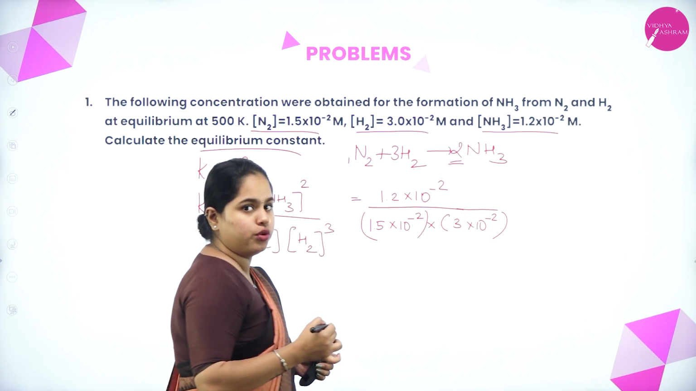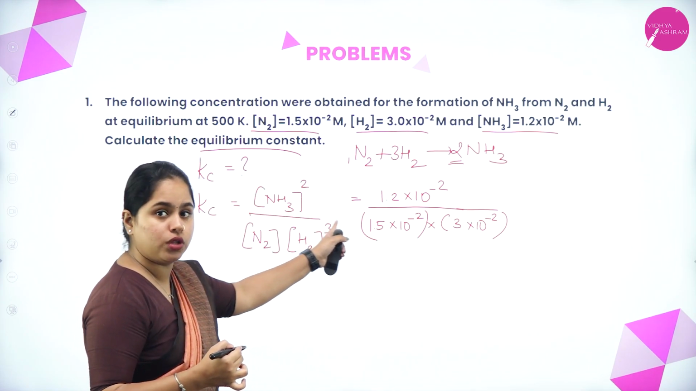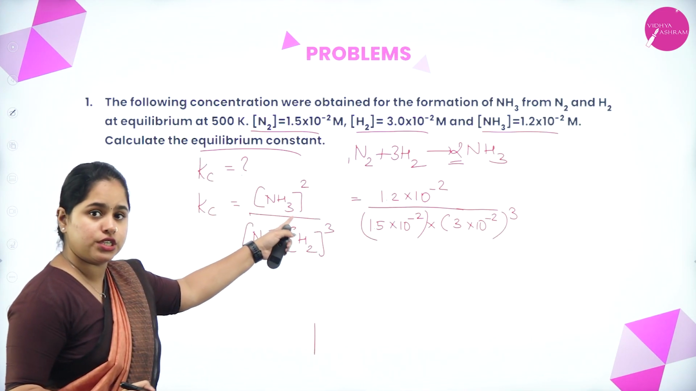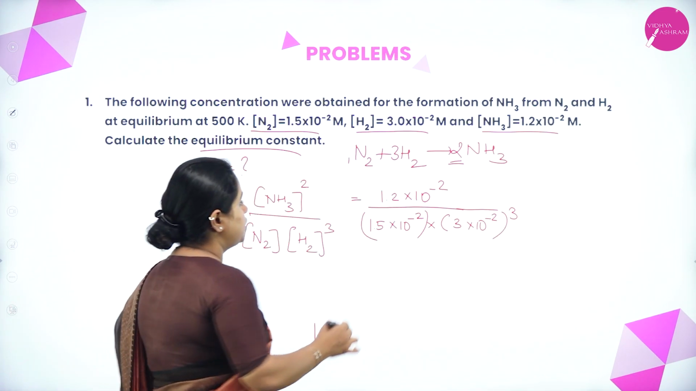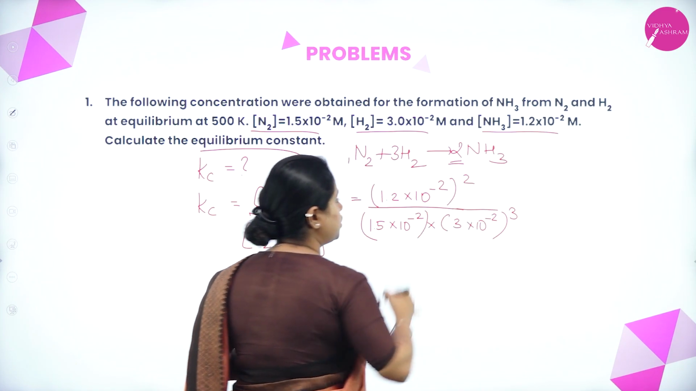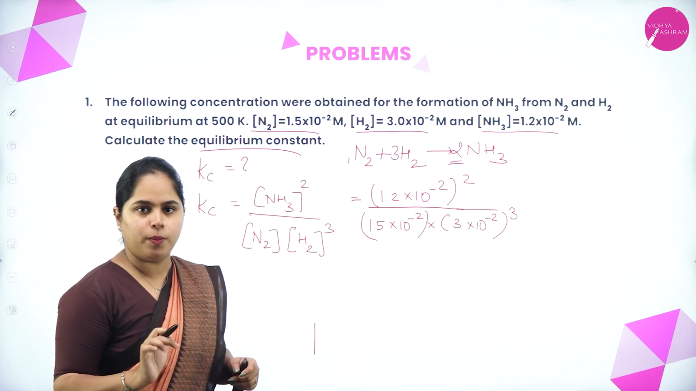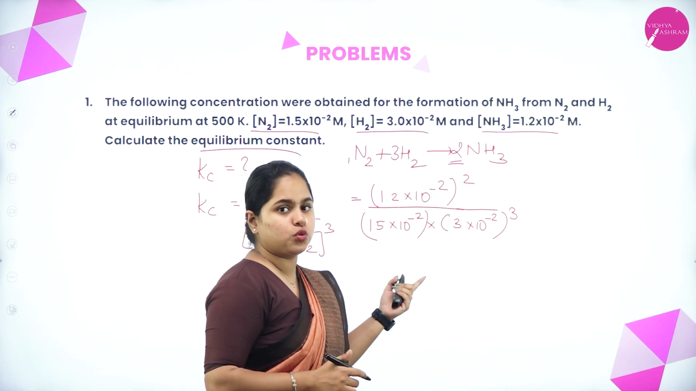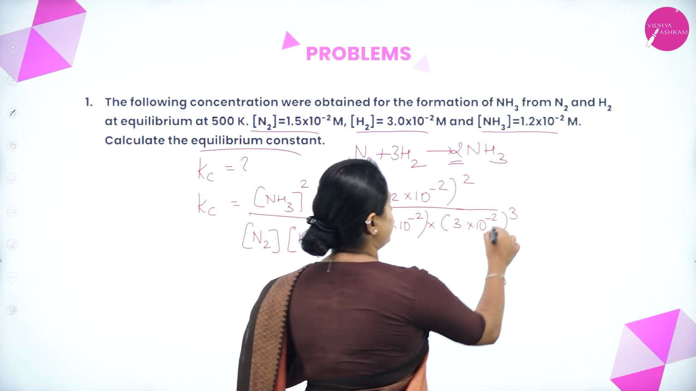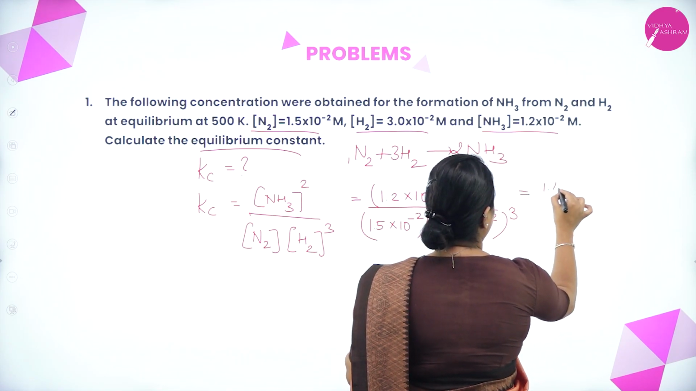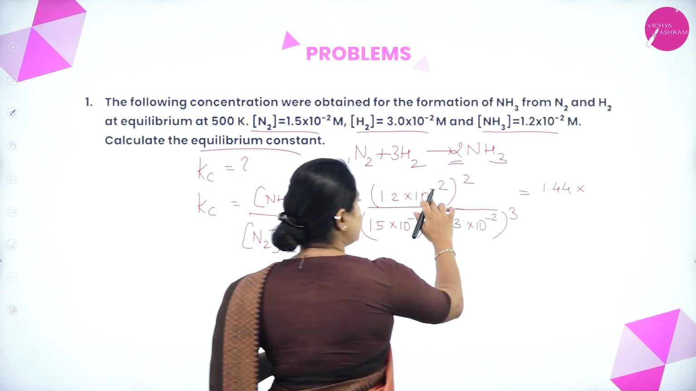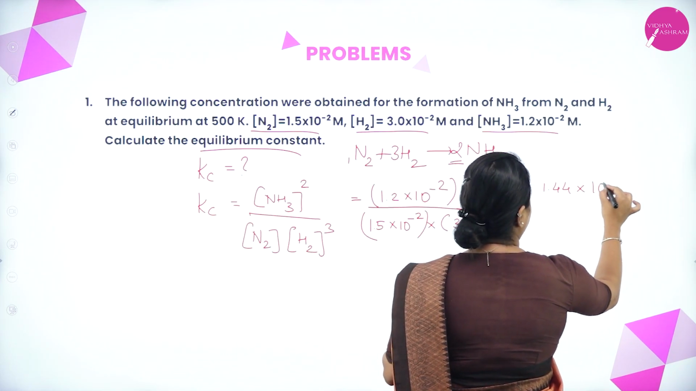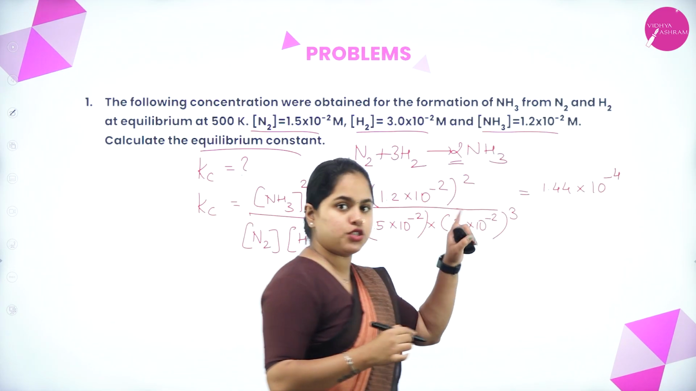And what do you have to do here? See here, it is hydrogen to the cube, right? So here cube, and ammonia also, it is concentration to the power 2. So here also to the power 2. That is square we have to do. I hope it is clear. So if we take the square of it, 1.2 into 1.2, that is 1.2 square, it will be 1.44, into 10 to the power minus 2 square, right? So that becomes 10 to the power minus 4.